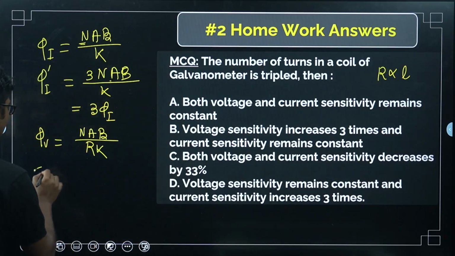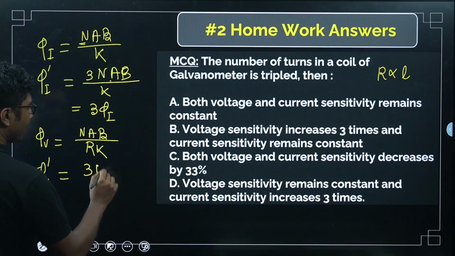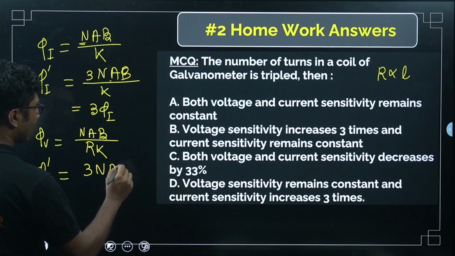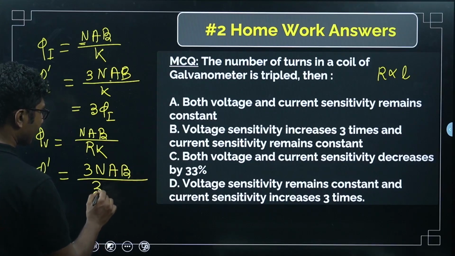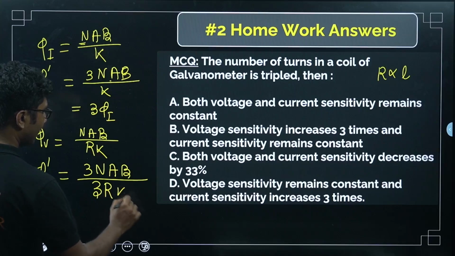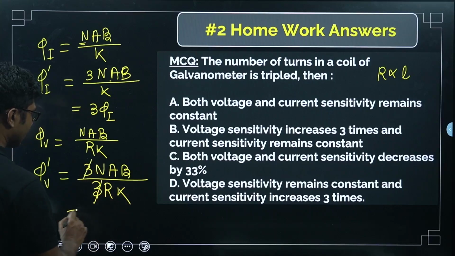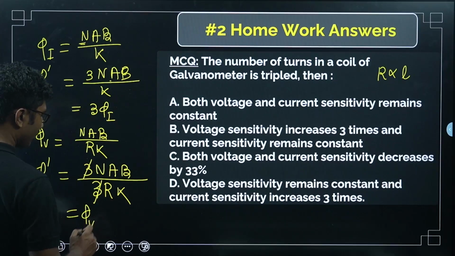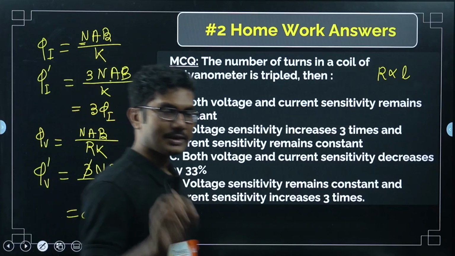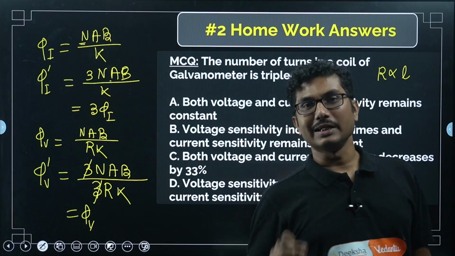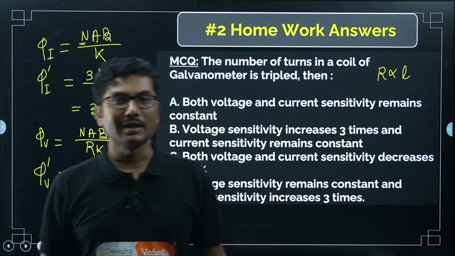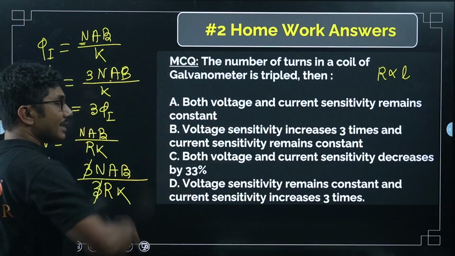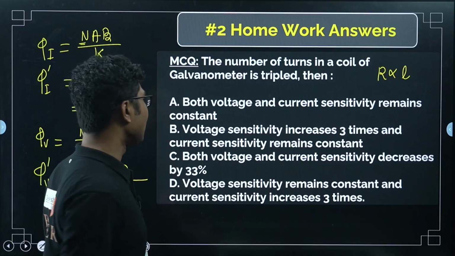So the new voltage sensitivity will have 3N in the numerator. You have increased the number of turns to 3 times, the length also becomes 3 times, so the resistance also becomes 3 times. Okay, so they cancel, so the voltage sensitivity is basically equal to the original. So voltage sensitivity remains the same, while current sensitivity increases. So you cannot increase voltage sensitivity by increasing the number of turns, but you can increase the current sensitivity by increasing the number of turns.